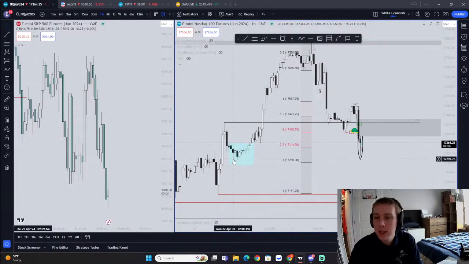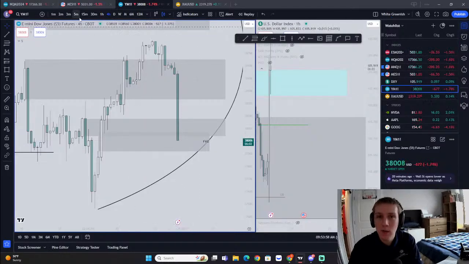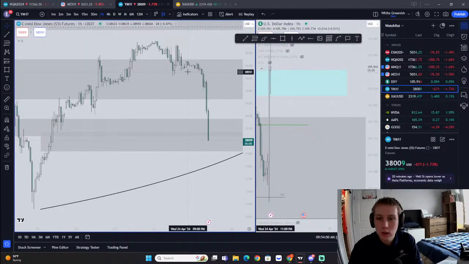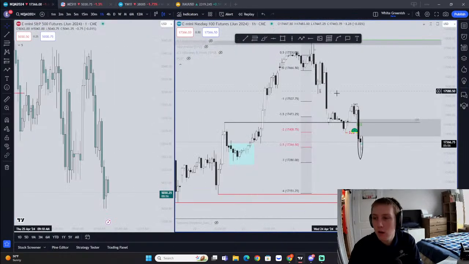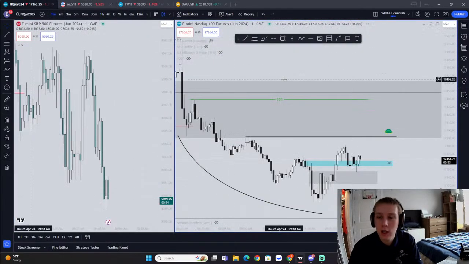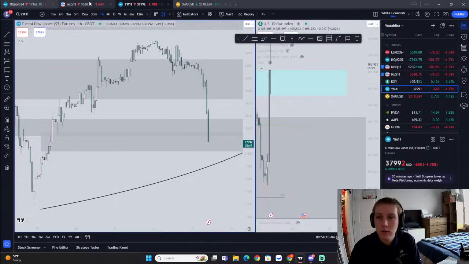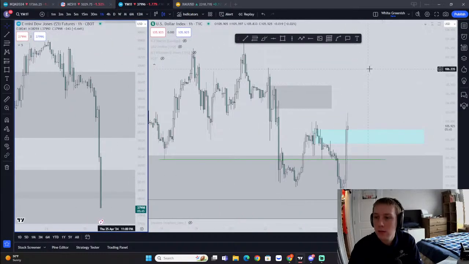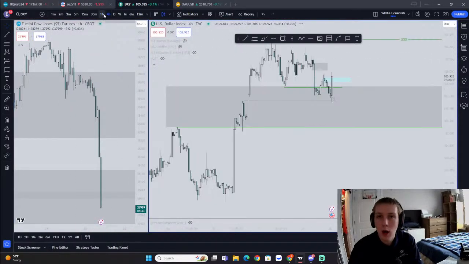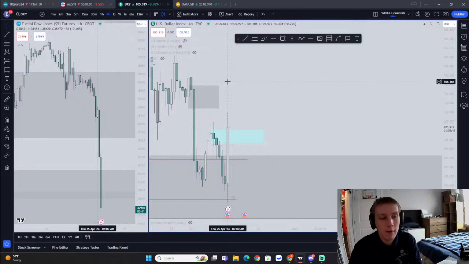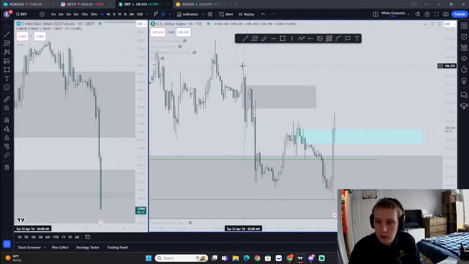We do have SMT at this low. NQ hasn't taken that low. Let's look at YM on the 1 hour. YM is just getting displacement lower. So NQ is the only one that's kind of holding up. Let's look at DXY as well. Well, DXY is very bullish. So if we're bearish, we'd like to see DXY be bullish, and that's what DXY is doing.